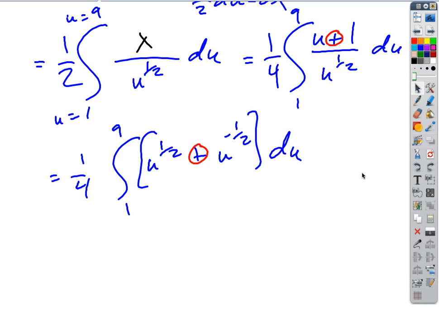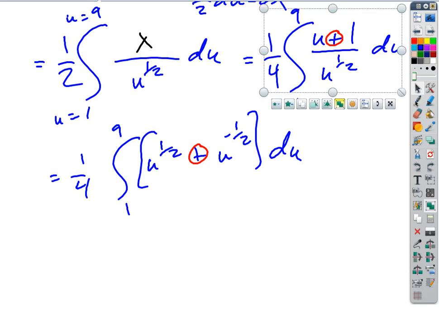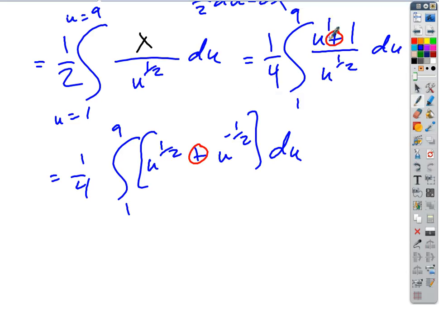Okay, does that make sense? So here's the plus sign. If I split that into two separate fractions, I get u over u to the 1/2 plus 1 over u to the 1/2. u to the 1 over u to the 1/2 is u to the 1/2.